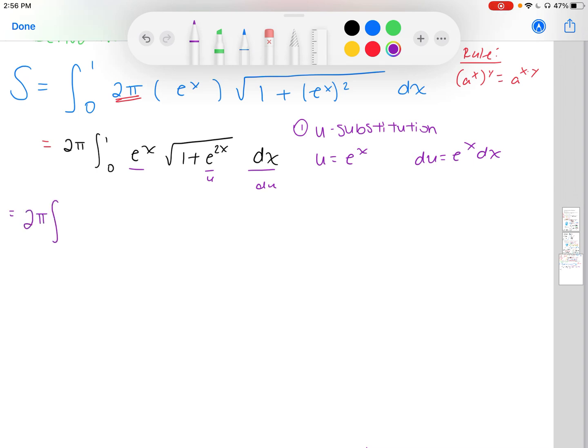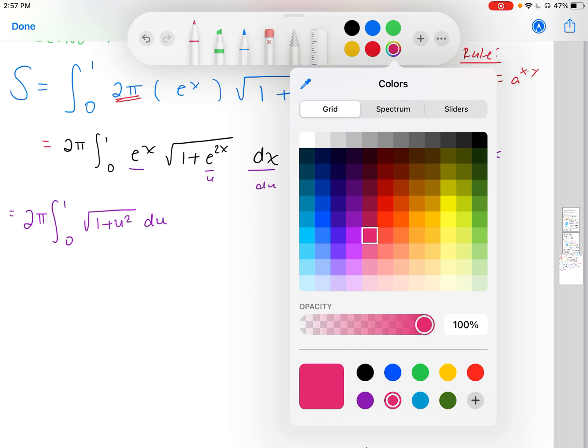So we have 2 pi, integral from 1 to 0, of the square root of 1 plus u squared du. We're still in a pickle. We still can't integrate because we have our variable squared without having a derivative form within our integral. So we have to rely on trig substitution for integration. All right, so the second step from here is trig substitution.